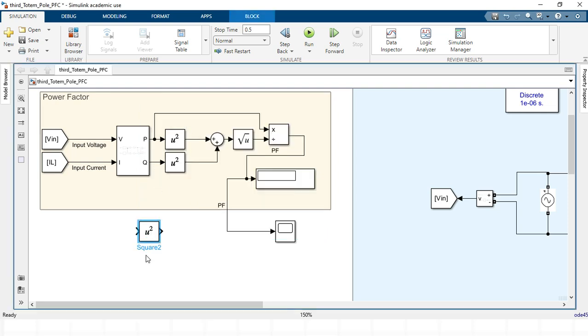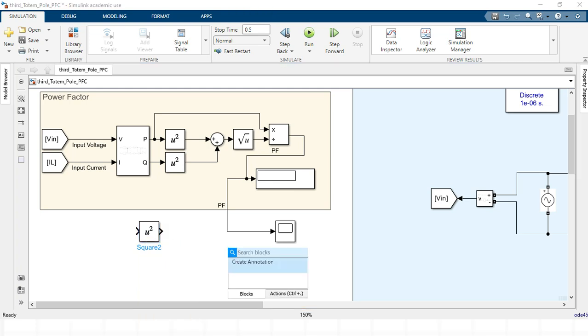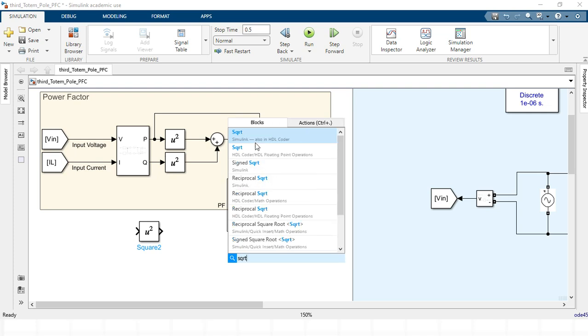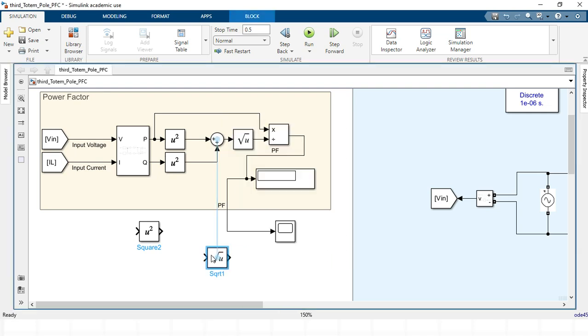If you write it down, you will get the square function, and inside it you have so many functions. If you want square or any different type, you will get all the functions here. Similarly, if you want square root, you write sqrt and you will get it. The same block I have used here. This kind of block you will easily get.